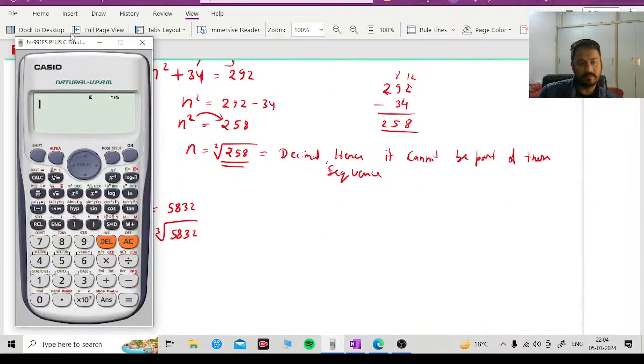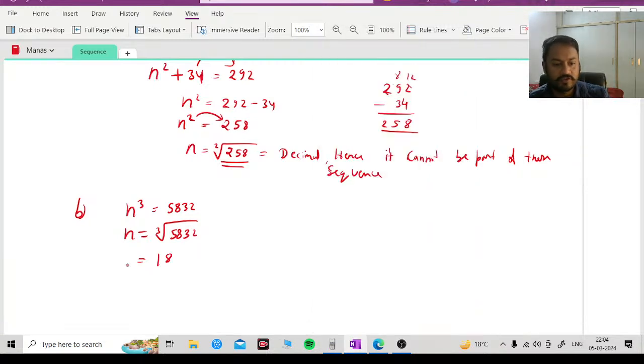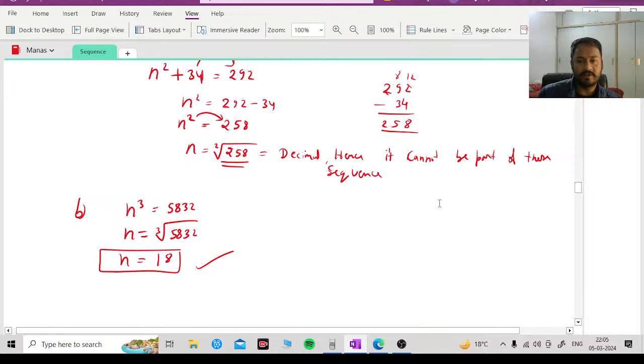Without a calculator, this will come in the paper too, obviously. So shift and then cube root of 5832. You will get 18. Correct. If this gives a whole number or a natural number, then it is absolutely correct. So 18, therefore 5832 is a term of the sequence.